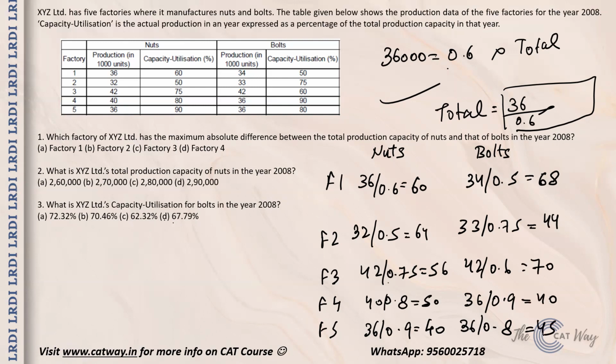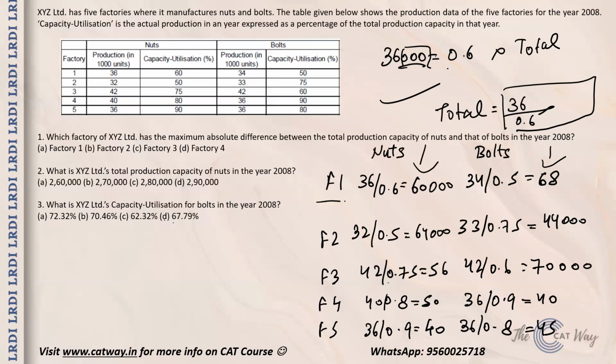Now, as I said, you can apply that 1,000 later on. So this is actually 60,000, 64,000, and so on. This is 44,000, this is 70,000, and so on. All these values are in thousands. The values we have got are the total production capacity of nuts and bolts for different factories. Now it is asking for the maximum absolute difference between the total production of nuts and bolts of a factory.